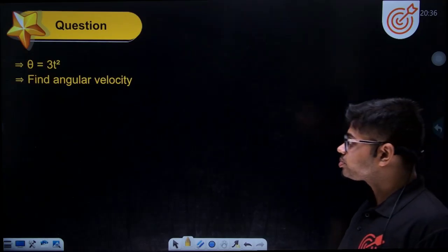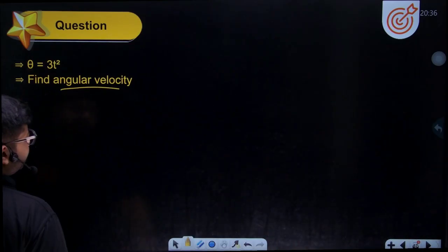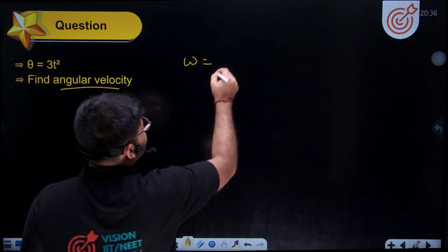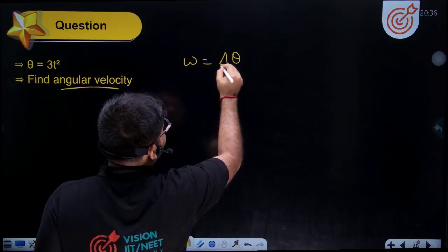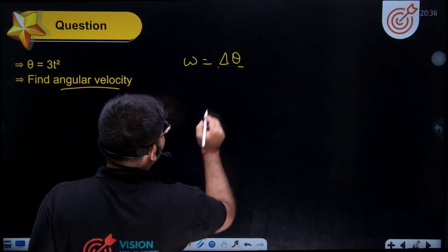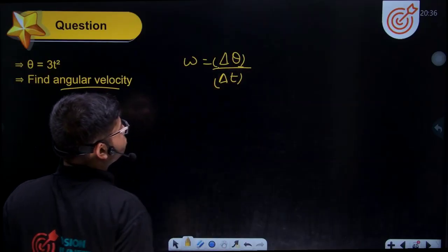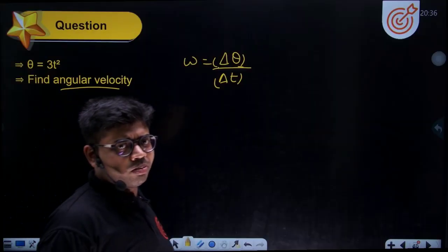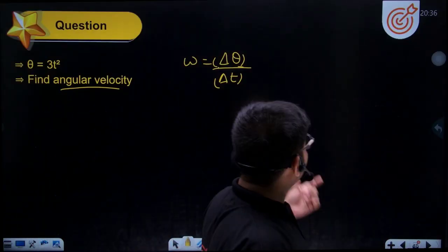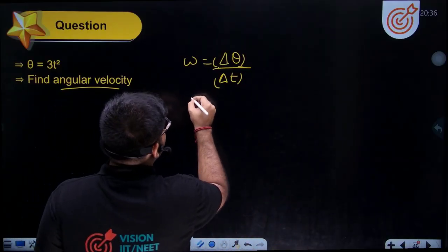Okay. Now they are asking you to find out the angular velocity. देखिए ये जो ओमेगा था ना, इसको हम लोगों ने कैसे डिस्कस किया? It is nothing but delta theta by delta t. But I told you this is nothing but the average angular velocity. So if my delta t tends to 0, I can say that this is no longer just the average.